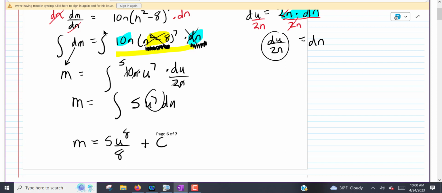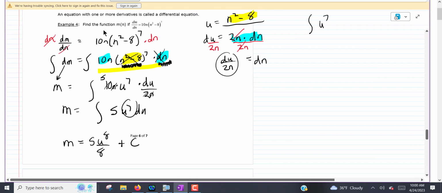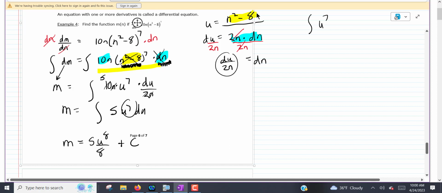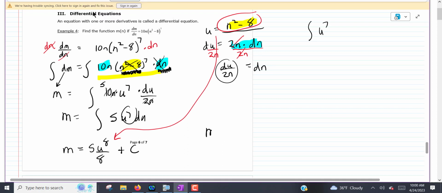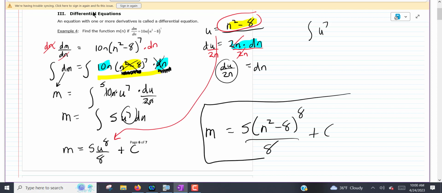So we got that, and don't forget your plus c. What's the last step? Plug back in whatever your u is. So the u was this thing right here. That's always the last thing you want to do, is plug that back in. So that plugs in like that, and then your final answer is m is equal to 5 parentheses n squared minus 8 to the 8th over 8 plus c. That's how you get the answer.